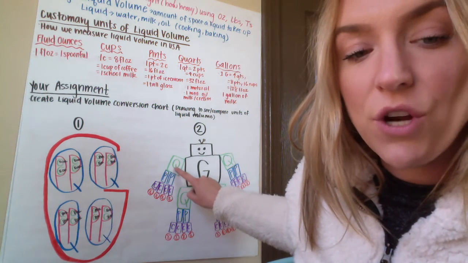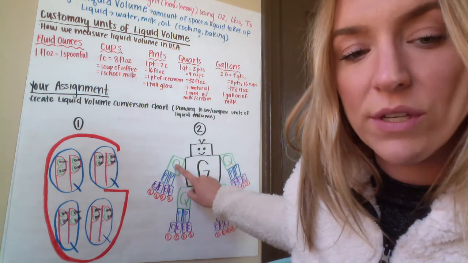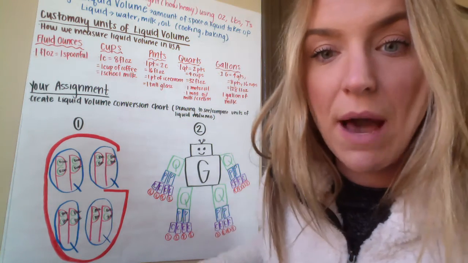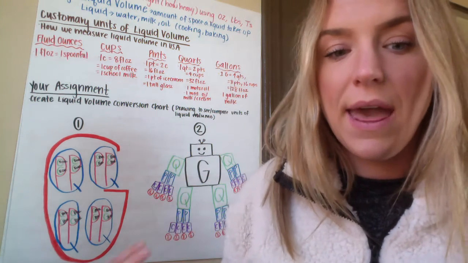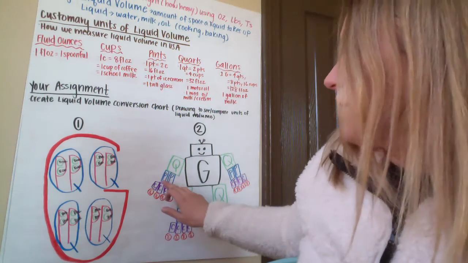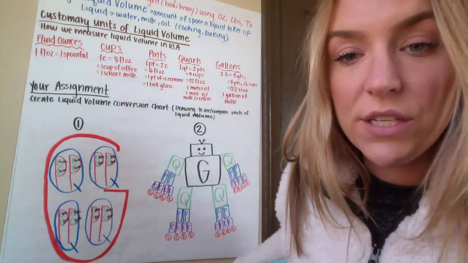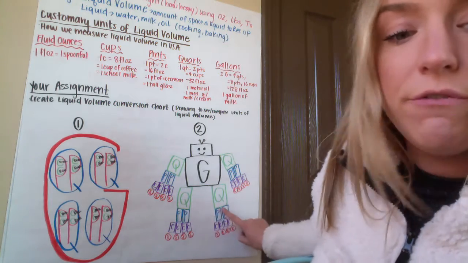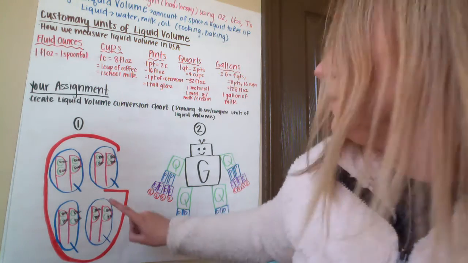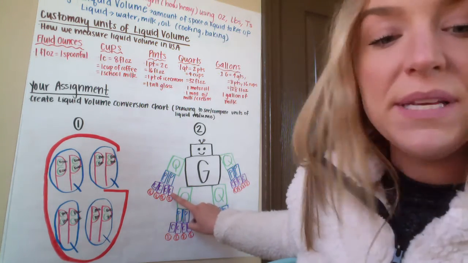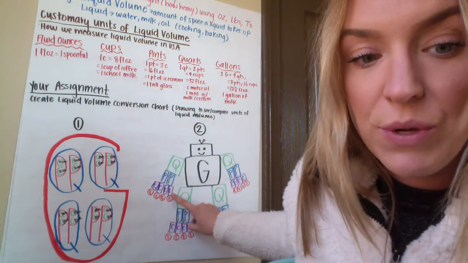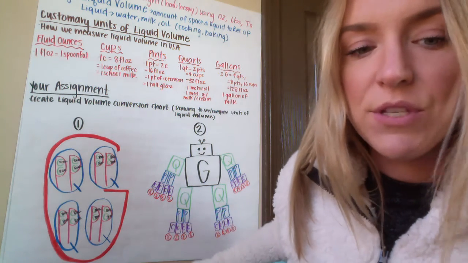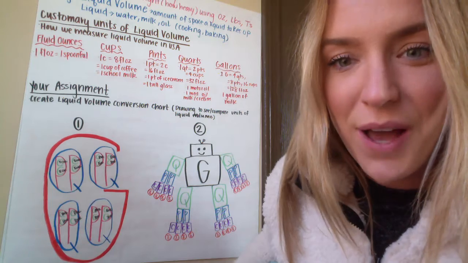His arms start with quarts. So 4 quarts equal a gallon. So 1, 2, 3, 4. So the quarts make up his arms and legs. And then I've got 2 P's for each quart because 2 pints make up each quart. So connect 2 P's to each of our 4 quarts on our gallon bot. Then 4 C's, 4 cups to each quart, or 2 cups to each pint. So we want to make sure we have 16 total cups.